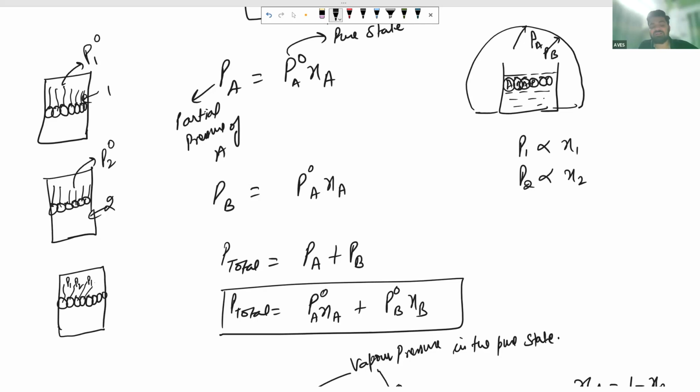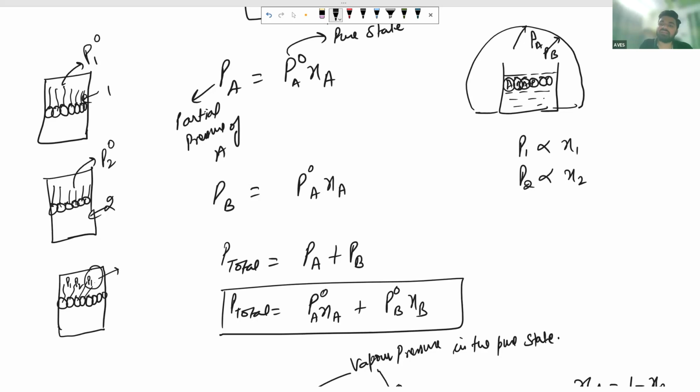So in this condition, the pressure P1 will be directly proportional to the mole fraction, meaning the amount of A present. If A particles are more, P1 will be more. If B substance particles are more, then B will exert more. It's simple. If in the solution A substance is more, its mole fraction will be more, so it will exert more pressure. Its particles will go and hit the wall of the container. Are you getting this?